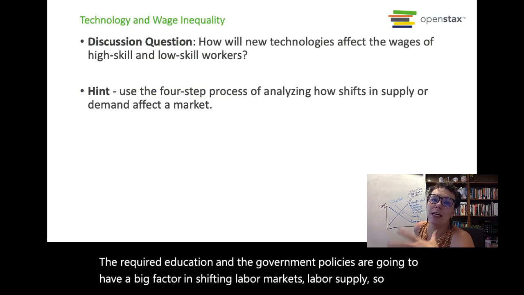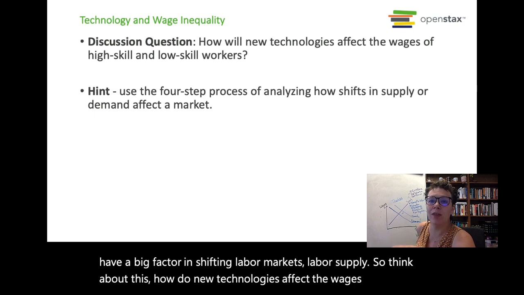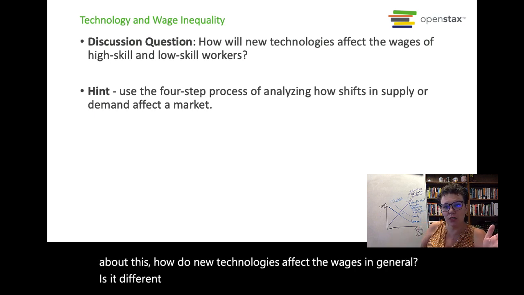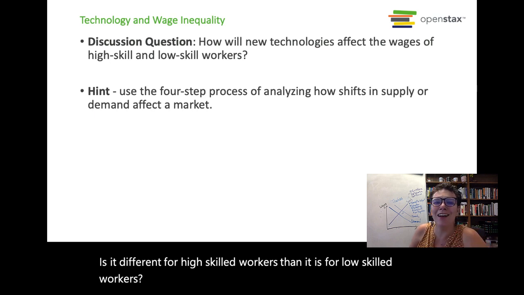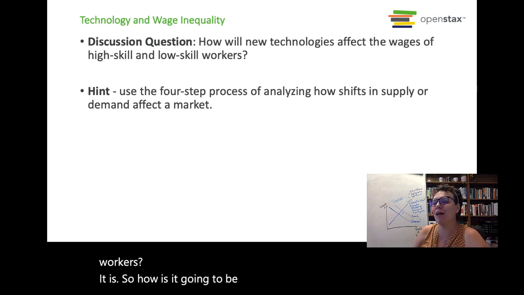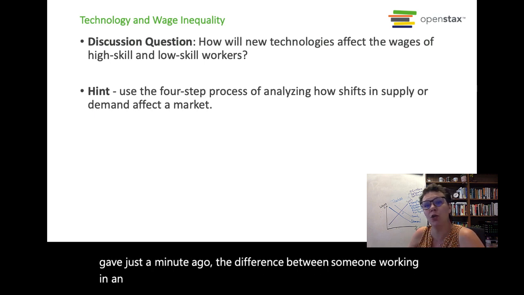So think about this. How do new technologies affect the wages in general? Is it different for high-skilled workers than it is for low-skilled workers? It is. So how is it going to be different? Think about the example I gave just a minute ago, the difference between someone working in an office on a computer versus someone working in a factory.